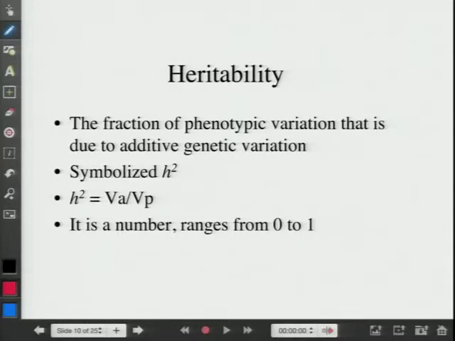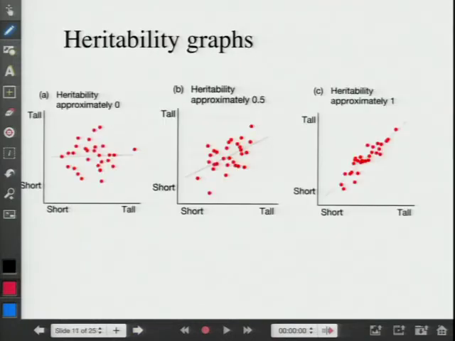additive genetic variation. So heritability is symbolized as h squared. It's VA, additive genetic variation, divided by phenotypic variation. Ranges from 0 to 1. It's a variance term, which is why it's squared. You don't have to square any of these numbers. That's just what it is. And you can estimate it from the resemblance between relatives.